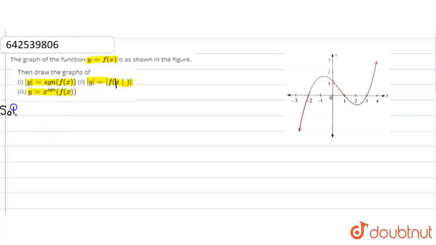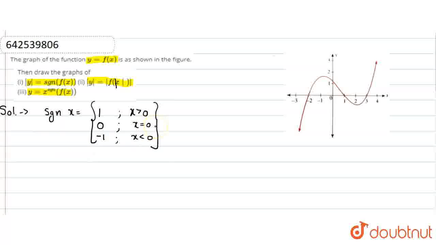So finding its solution, first we should know what is signum of x. Signum of x is equal to 1 when x is greater than 0, and it is equal to 0 when x is equal to 0, and when it is less than 0, then signum of x is minus 1. This is its value.